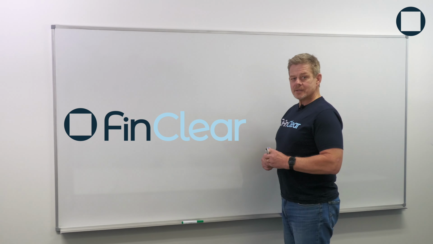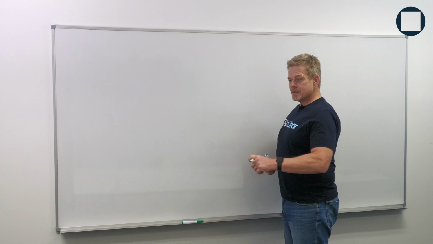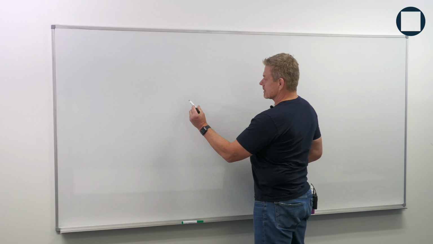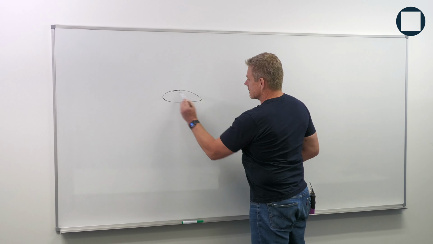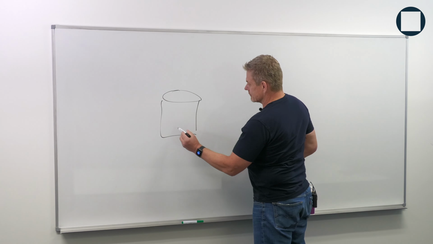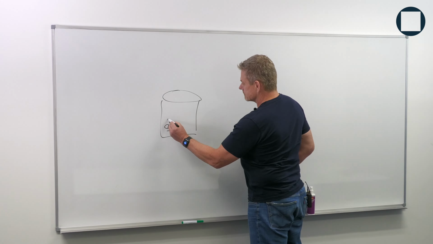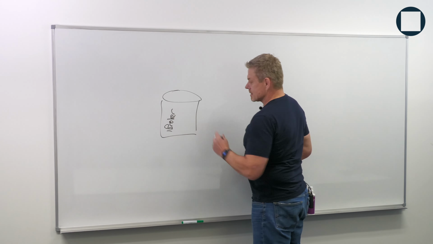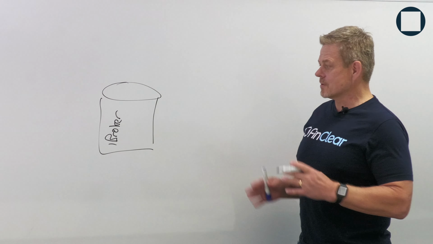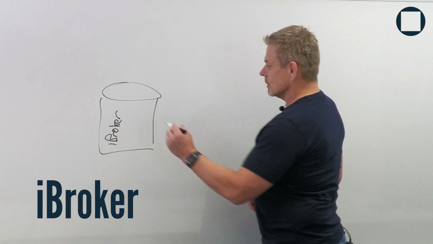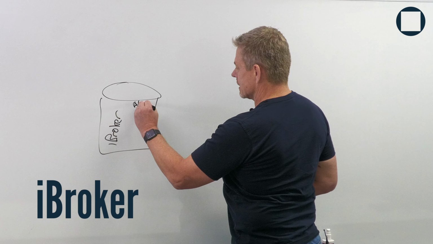It's a quick session overview of the FinClear platform and its main components. FinClear's platform is made up of two main systems, one being iBroker. Now this is our settlement and clearing system. This is the books and records where all our accounts are.